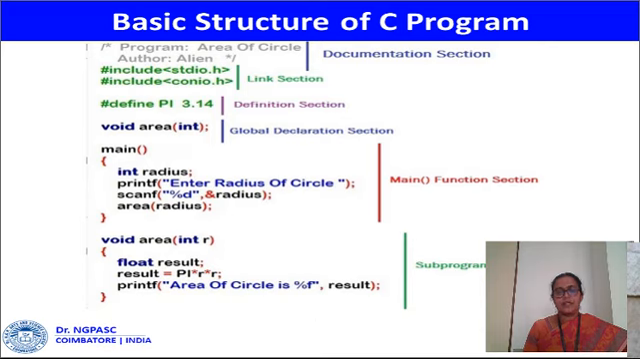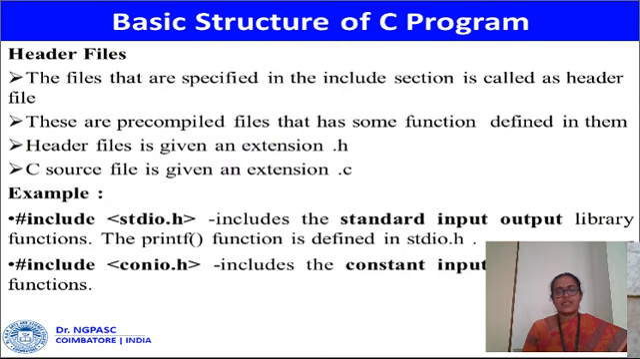So this program contains almost all the sections we have discussed in the basic structure of a C program. Next we are going to see about the header files. These are the files that are specified in the include section, called header files. These files are pre-compiled files and they have some functions defined in them.